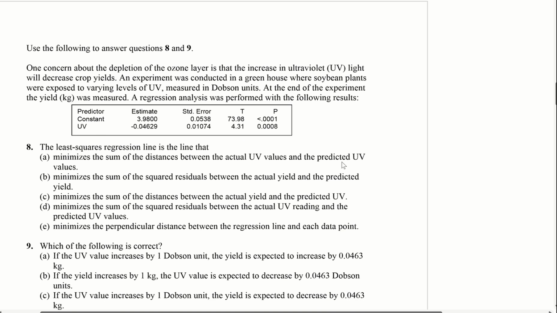All right, so use the following to answer questions number 8 and 9. One concern about the depletion of the ozone layer is that the increase in UV light will decrease crop yields. An experiment was conducted in a greenhouse where soybean plants were exposed to varying levels of UV measured in Dobson units. At the end of the experiment, the yield was measured in kilograms. A regression analysis was performed with the following results.